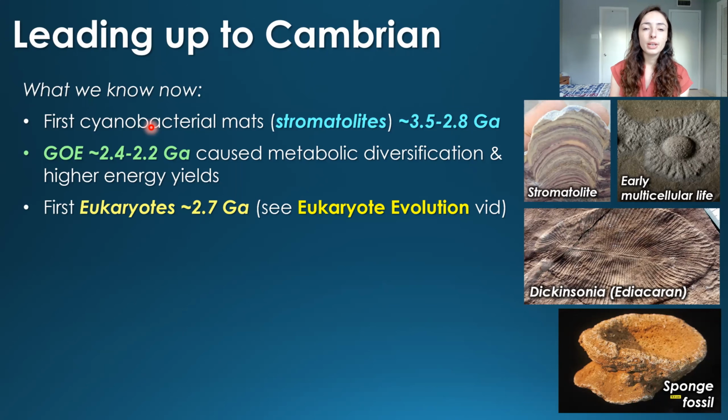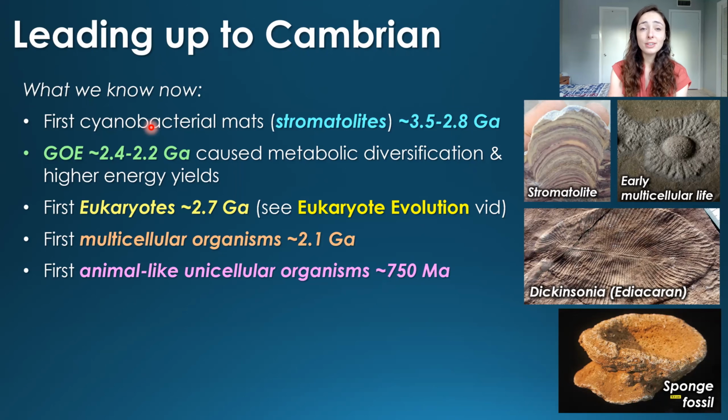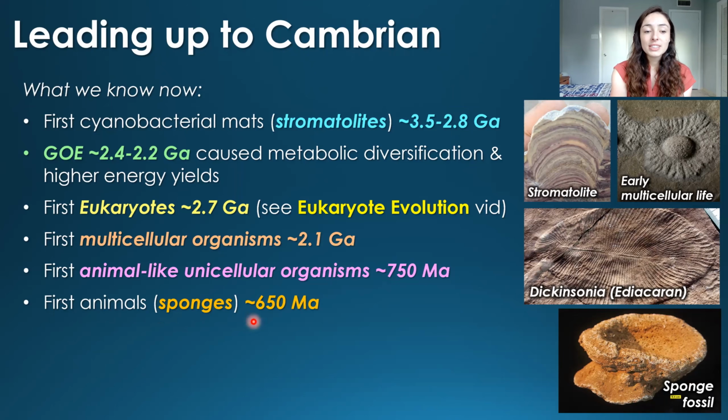Then we had the first eukaryotes around 2.7 billion years ago, and I either have a video out now or coming soon about eukaryote evolution if you want to check that out. And then multicellular eukaryotes evolved around 2.1 billion years ago. And then animal-like single-celled organisms are known from around 750 million years ago. And then the first animals, or sponges, are found around 650 million years ago.